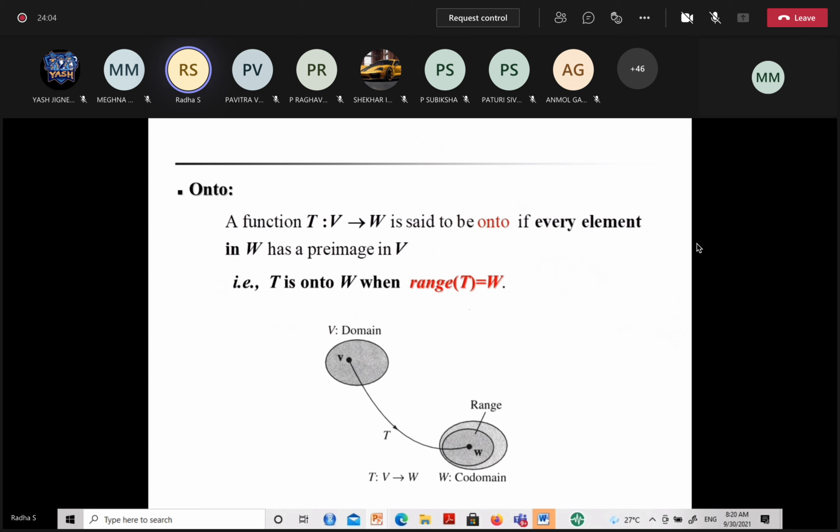And onto. So what do you mean by onto? Can anybody say when do we call a mapping onto?